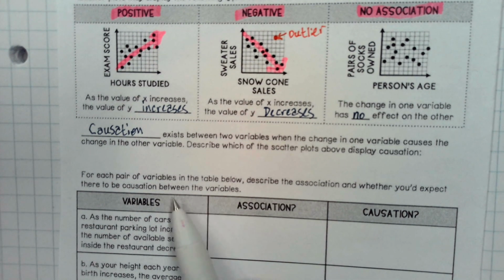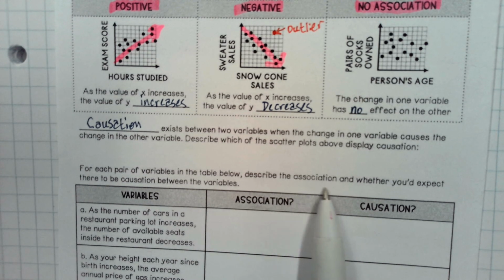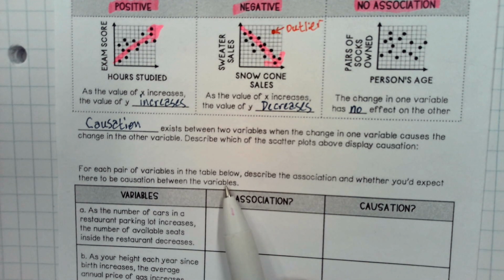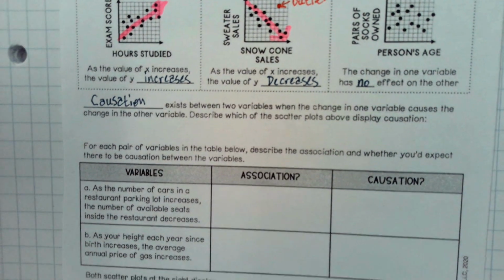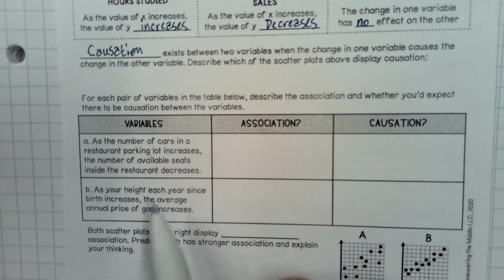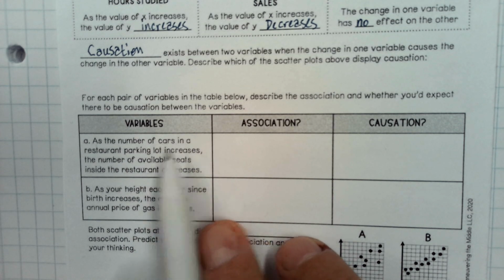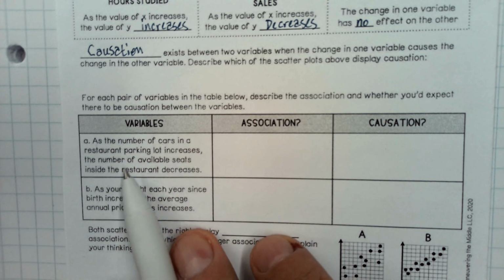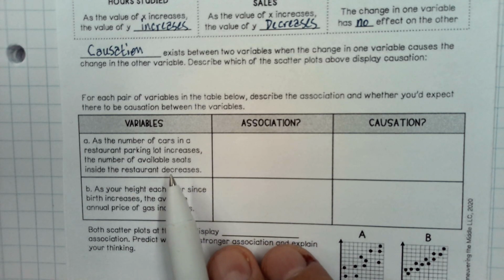So it says for each pair of variables in the table below, describe the association and whether you expect there to be a causation between the variables. If there's something connected between them. Okay? So let's take a look at this first one. A. Go ahead and read it. As the number of cars in a restaurant parking lot increases, the number of available seats inside the restaurant decreases.